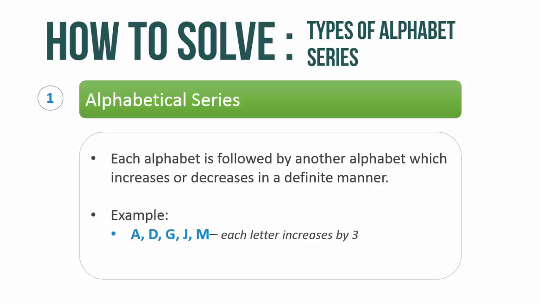For example, the series A, D, G, J, M. Each following letter in the series is an increase of the previous letter by 3 places. Similarly, in the series Z, V, R, N, J, each following letter decreases by 4 from the previous letter.